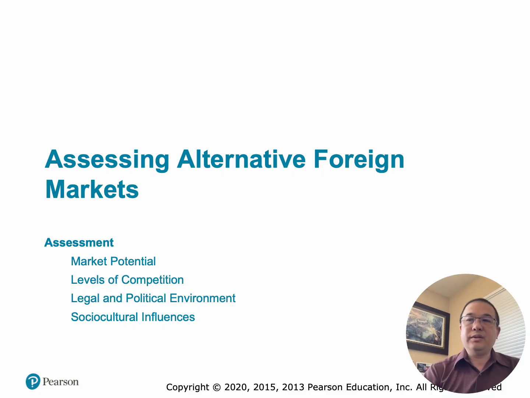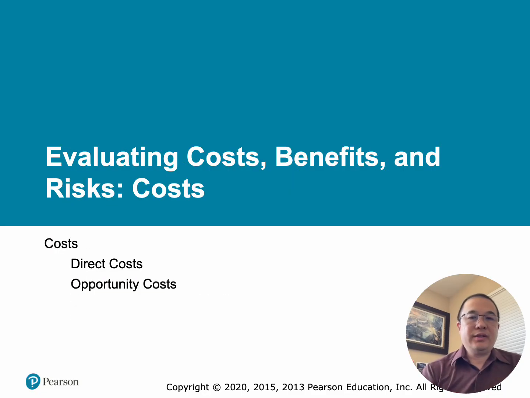Number 4, socio-cultural influences. Products and business practices must fit local culture. Managers examine consumer preferences, language differences, and workforce characteristics. This slide focuses on the cost side of entering a foreign market. Before expanding internationally, a company must carefully estimate not only the obvious expenses, but also the opportunities it may be giving up. There are two main types of costs.